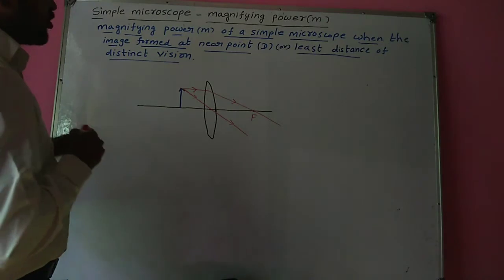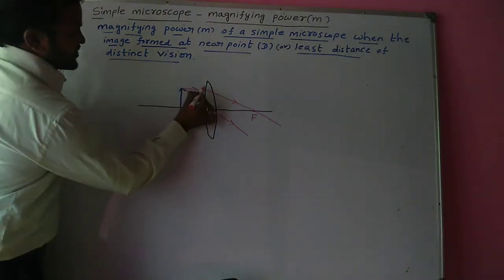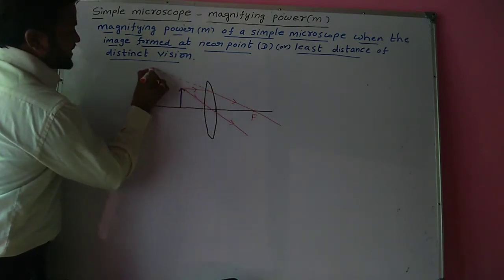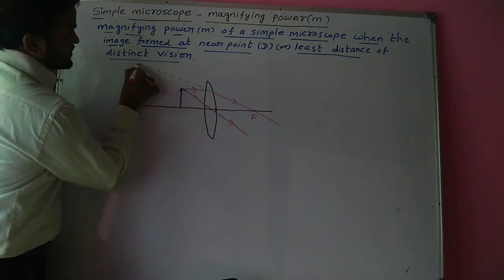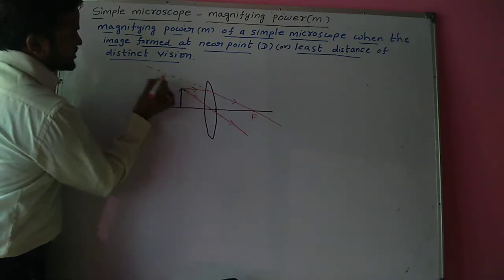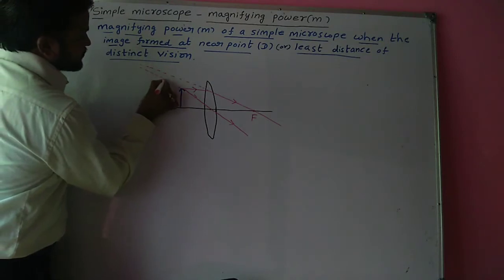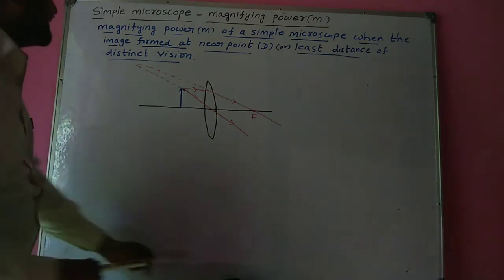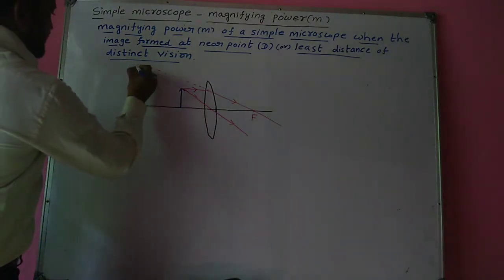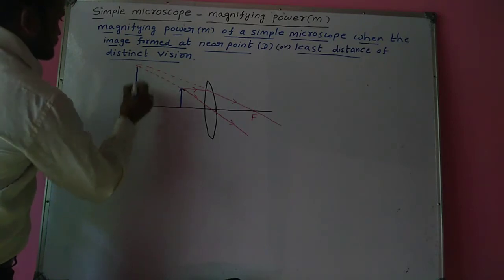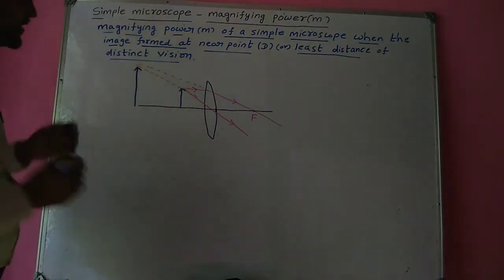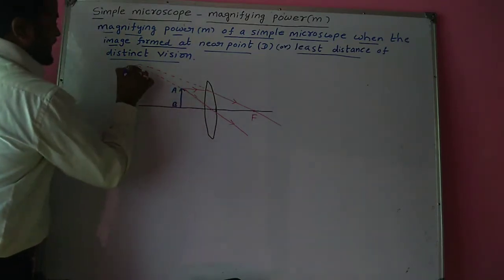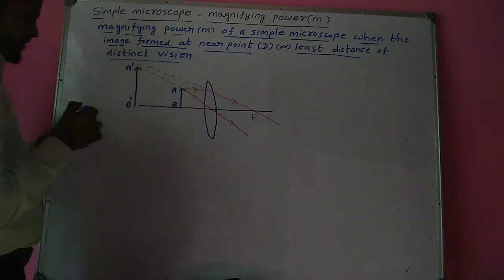To form the image of this object, let us extend the light rays like this. This is the light ray which is extended, and this is the other light ray which we extended. At this particular point, the two light rays meet. Here, the image is formed. This is the image. Let us say AB is the object. A dash, B dash is the image.